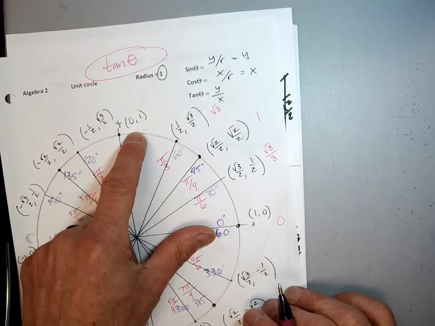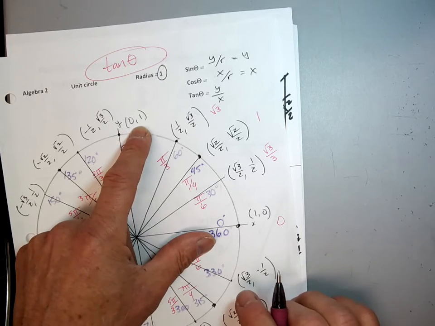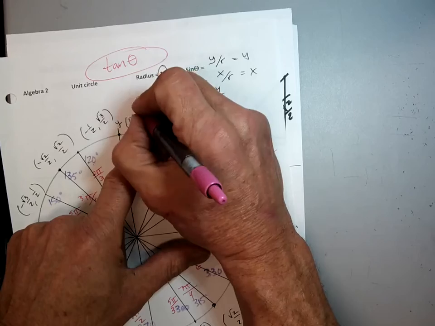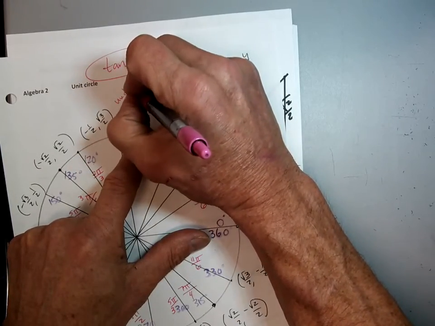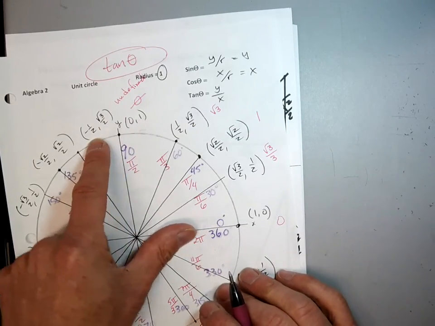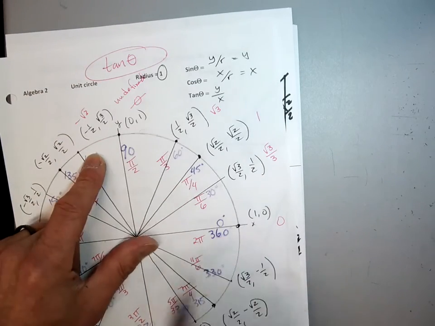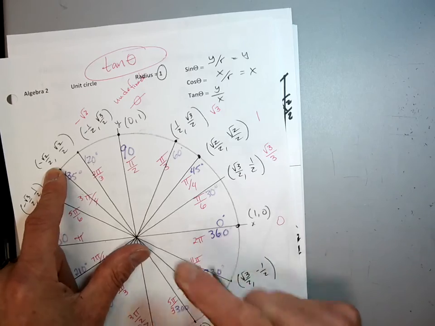1 divided by 0, ooh, 1 divided by 0? Can you divide by 0? John says no. Undefined. So we'll put this symbol, but it means undefined, okay? Square root of 3 over 2 divided by negative 1/2 is just negative square root of 3. Square root of 2 over 2 divided by negative square root of 2 over 2 is a negative 1.